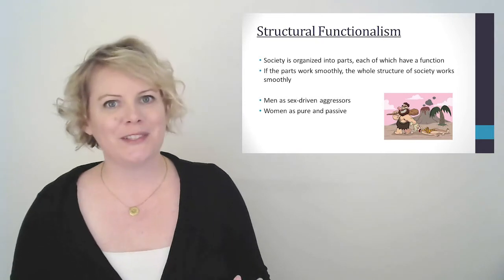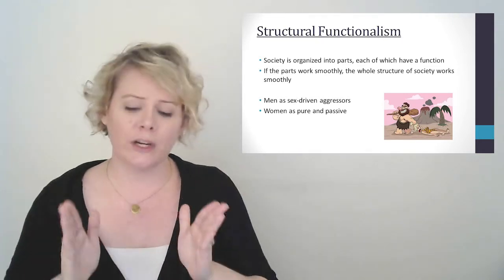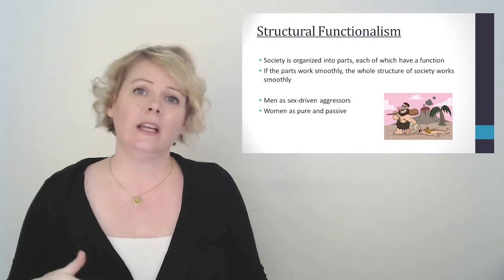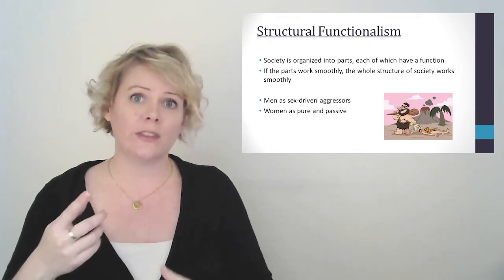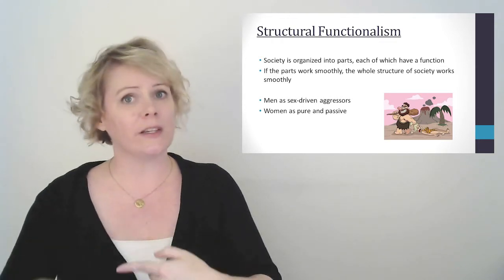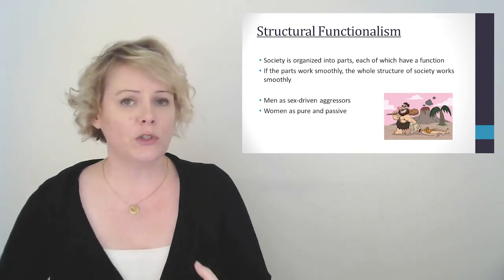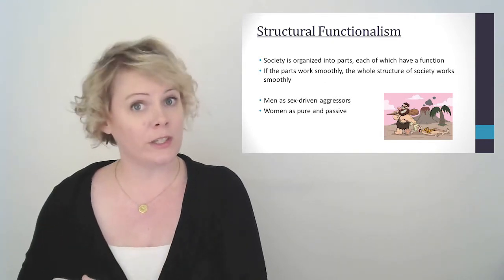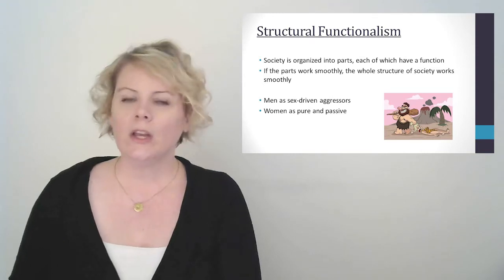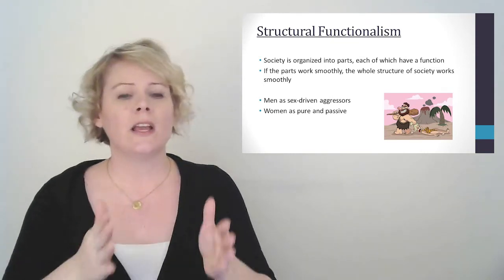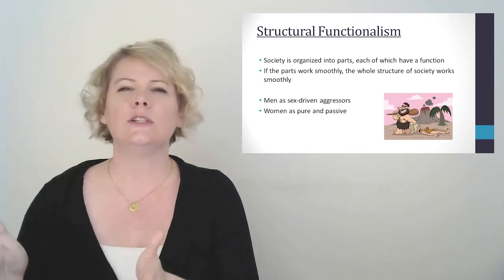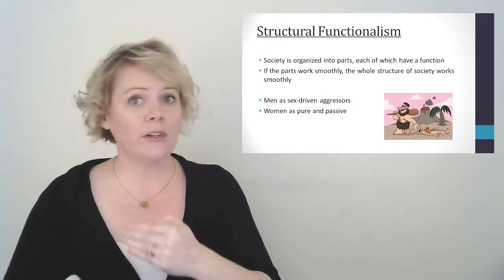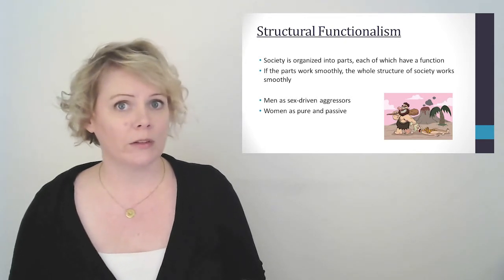So this is one of my favorites, because structural functionalism is very logical. It's sort of like thinking of society as a machine, and each piece of society has its own part that it plays, and it has to play that part because that's how the machine works. So if you think about different parts of society operating so that society itself can function, that might help. So structural functionalism basically says that society is organized into parts, and each part has its job, its function. And if each part does its function, society will itself work really well.